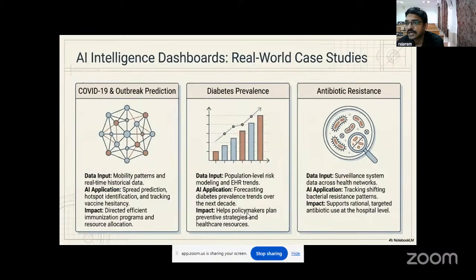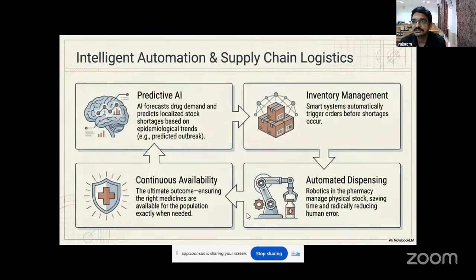So these can be taken as a few examples of real world case studies, which are given in the syllabus. Case studies and examples like the COVID-19 outbreak, where using AI we are predicting the outbreak. Next is diabetic prevalence or any other disease prevalence, and also antibiotic resistance. So we could say these are power tools in our hands in the next 10 years, which will be leading us to precision medicine and individualized therapy for the patients.